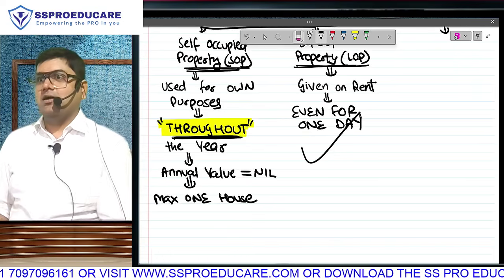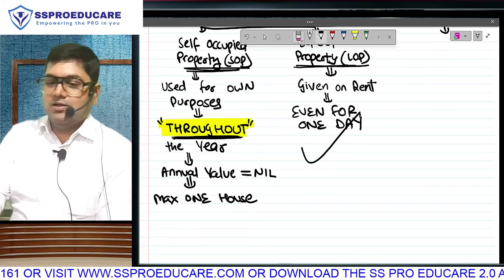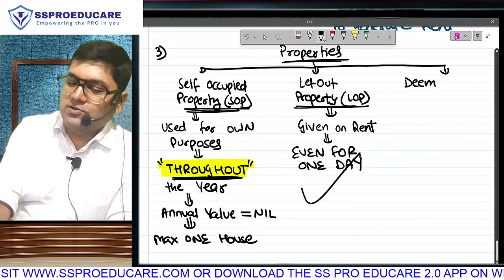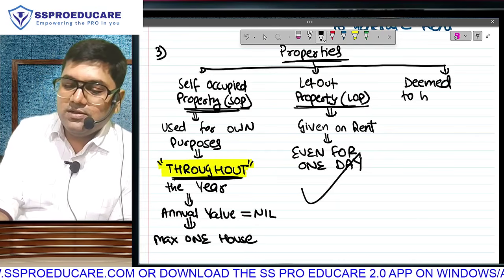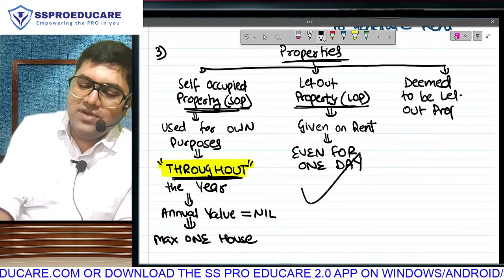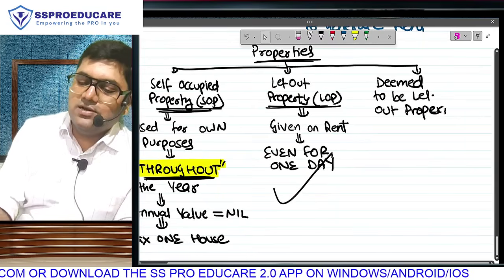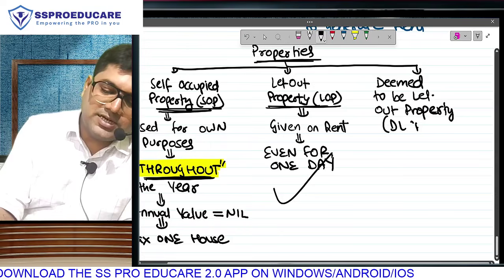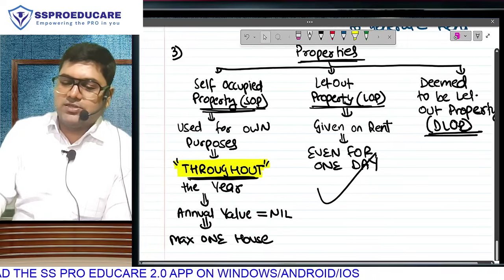The remaining 5 properties, even if you have not given on rent, we will consider them as deemed. Now please, can you tell me the full name? Deemed to be let out property. Even if you have not given that property on rent, we will assume that you have given that property on rent. And this is, ladies and gentlemen, the third name, DLOP. I will explain more about this, but wait.